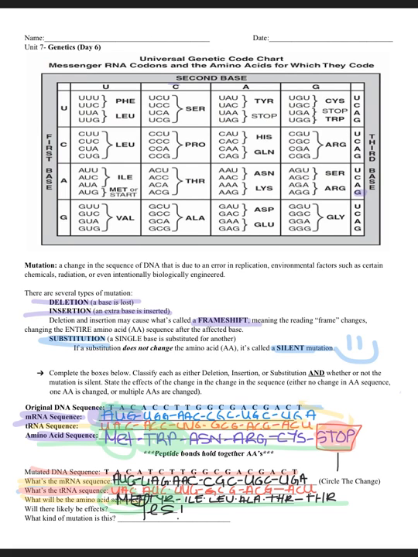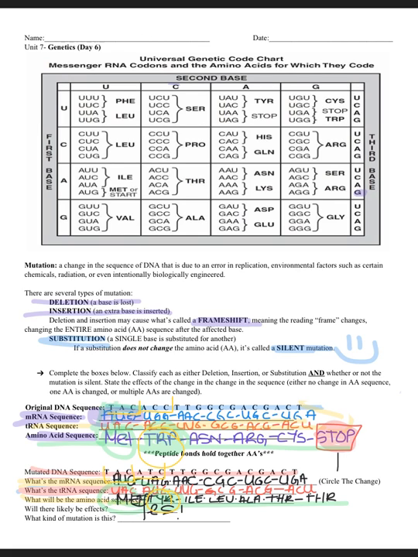Now, what kind of mutation is this? In order to determine what type of mutation this is, I'm going to compare the sequences. Being that we found the difference in the second amino acid sequence, again the TRP and the TYR, I'm going to look at the first two codons of the original and the mutated strand.